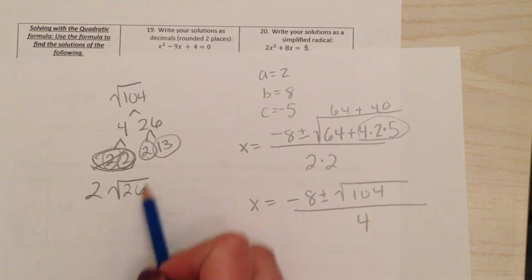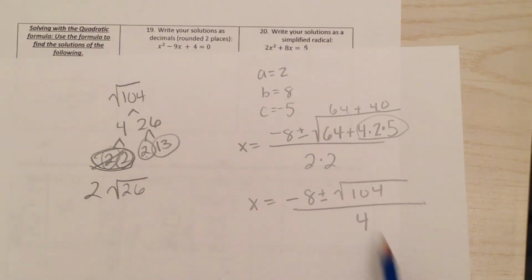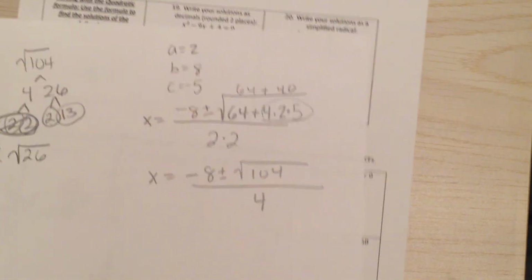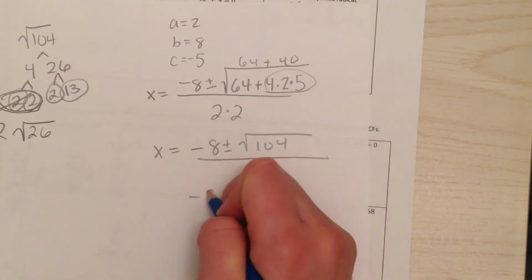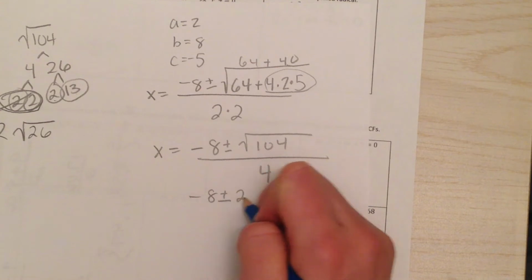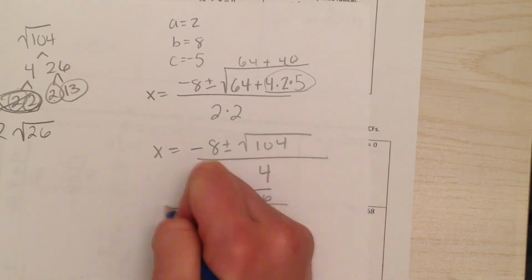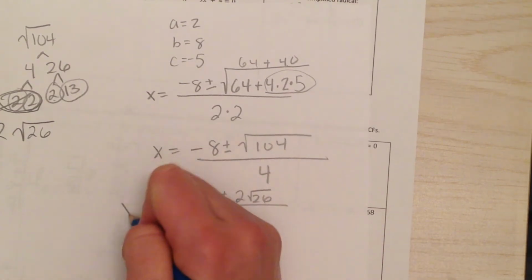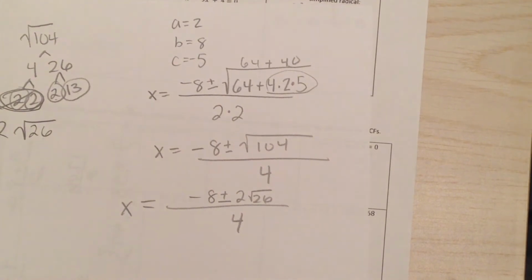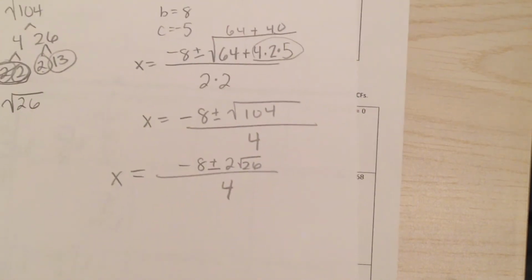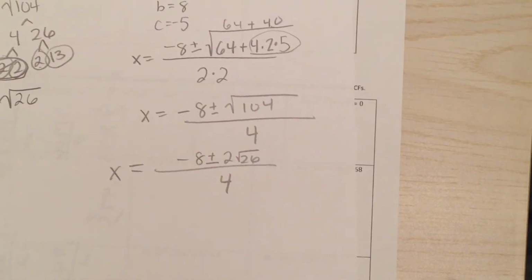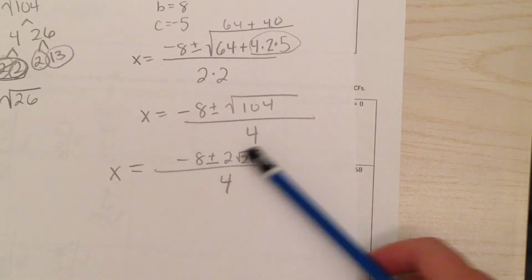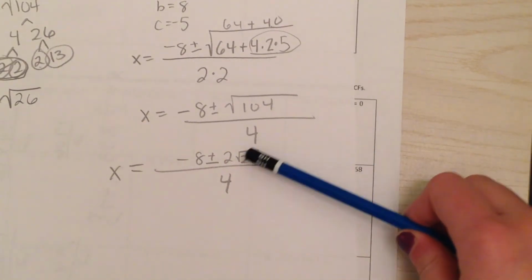So that's what I'm going to put in place of the root of 104 over here. So let me go replace it. I've got negative 8 plus or minus 2 root 26 over 4. That's almost done. It's an okay answer, but it's not a simplified fraction. We did simplify a radical.